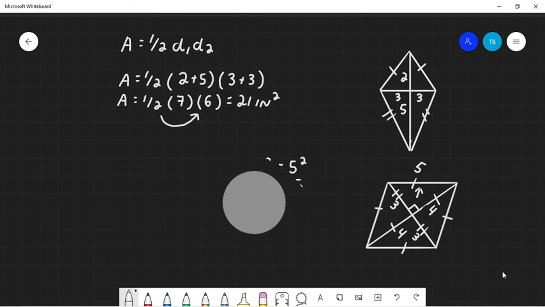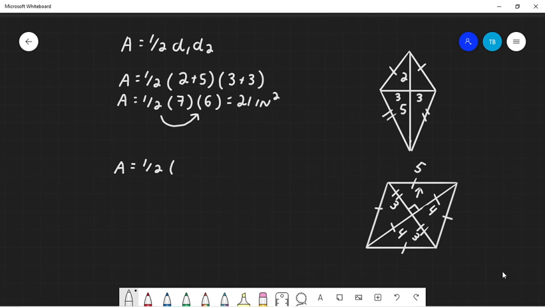So let me just erase this here real quick. Alrighty. Then we'll start with our formula again. Area equals 1/2 d1 times d2. So area equals 1/2 of, and then we'll just pick one of the diagonals. Let's do the one that's broken up into the 3's. So it'd just be 3 plus 3 times the other diagonal, which is broken up into 2 segments of 4. So that would just be 4 plus 4. So then area equals 1/2 times 6 times 8.